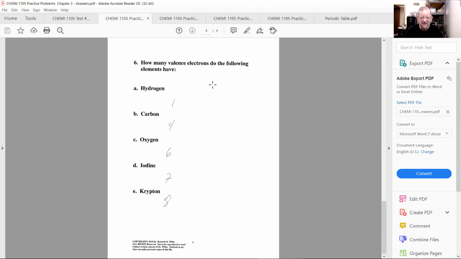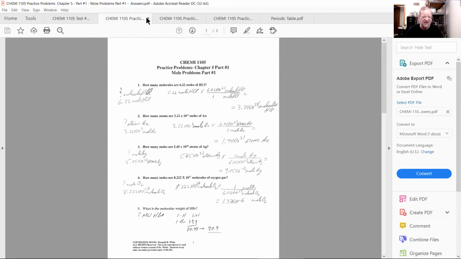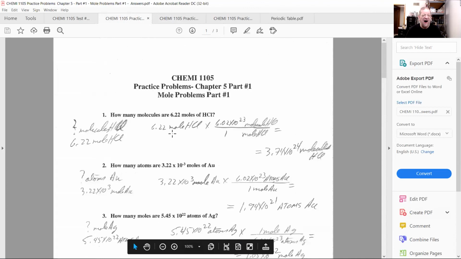I have here from test 1, how many valence electrons does each of the elements have? We've already done that, so I can get rid of that. All right, let's blow this up so you can read this. How many molecules are in 6.22 moles of HCl, hydrochloric acid.